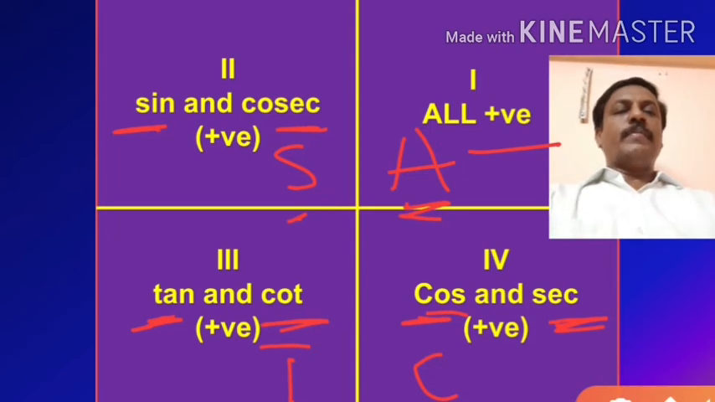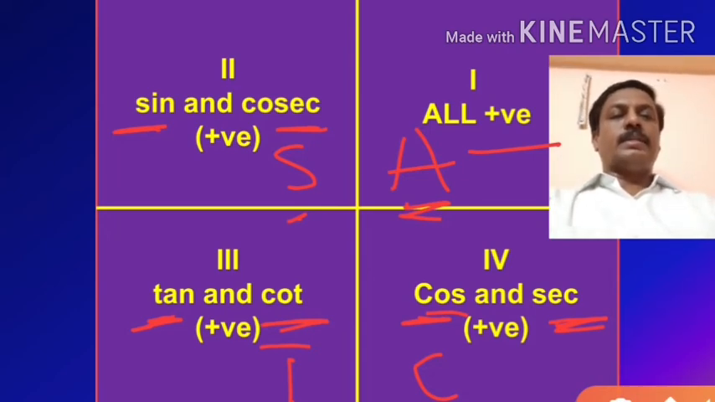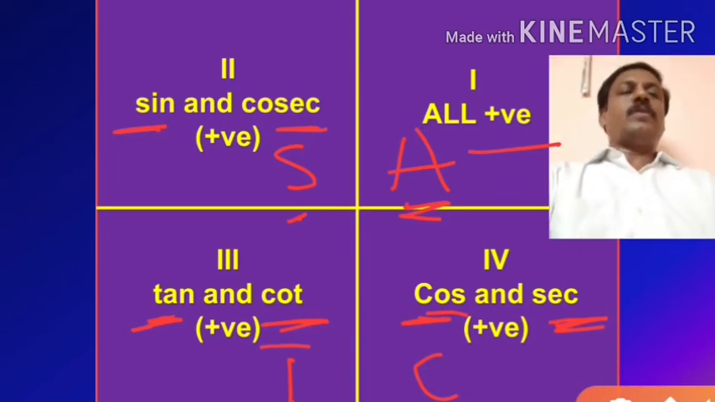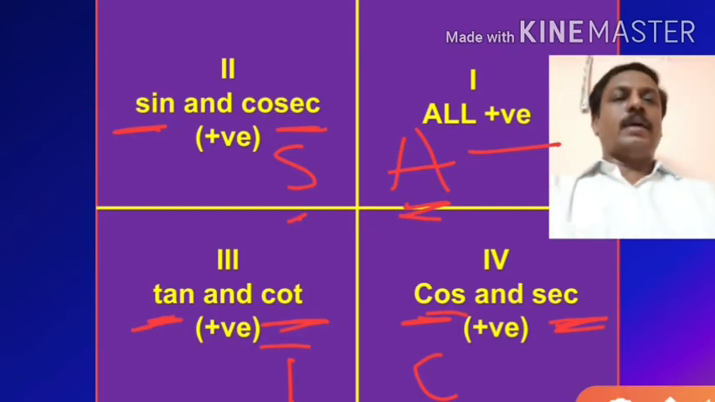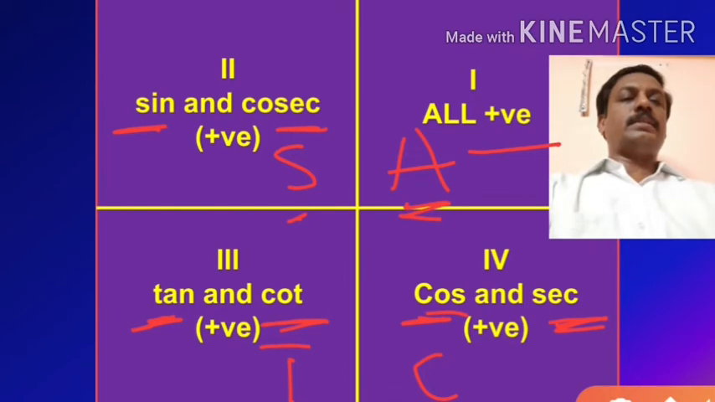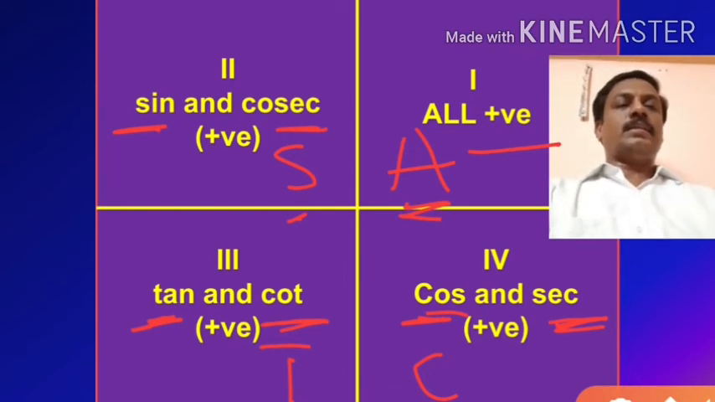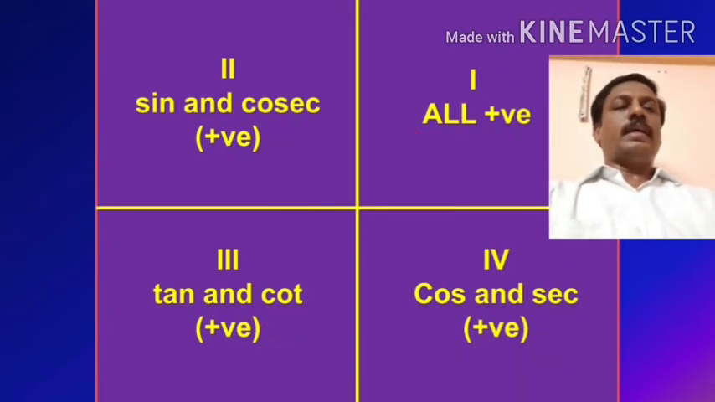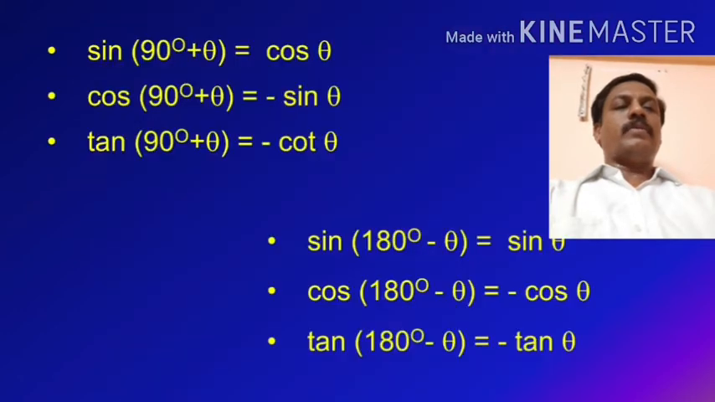So in this way, you can easily remember this ASTC. It is called the ASTC rule. Okay, remember this ASTC. A in the first quadrant, S second, T third, and C fourth. Okay, so now let us move to the next topic. We will see some examples for this. If angles are more than 90, how to write their values.